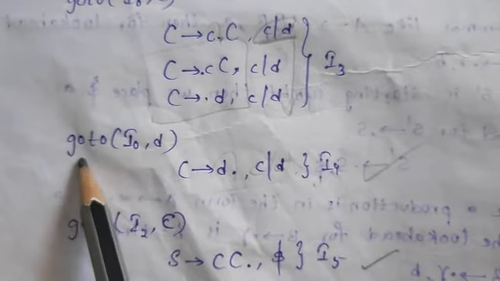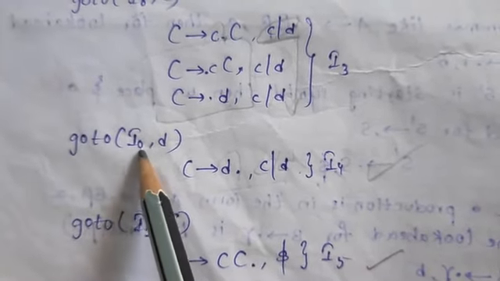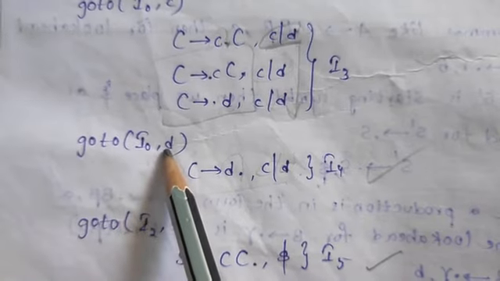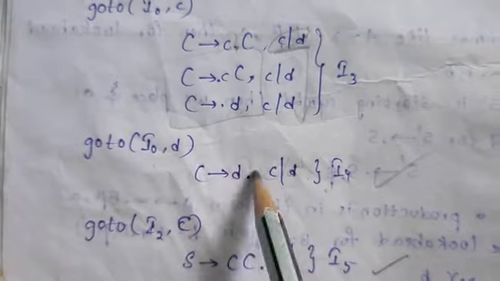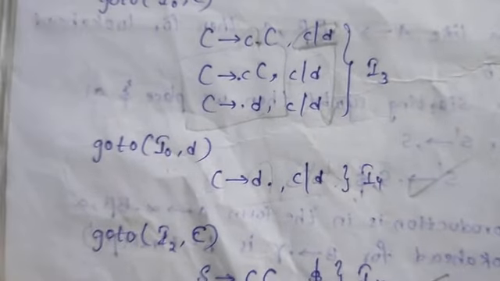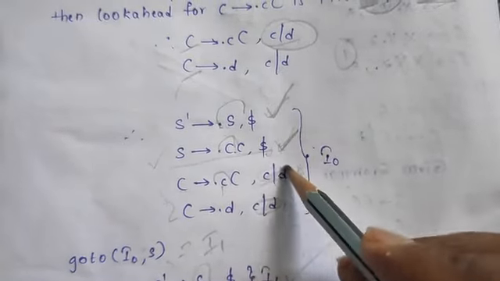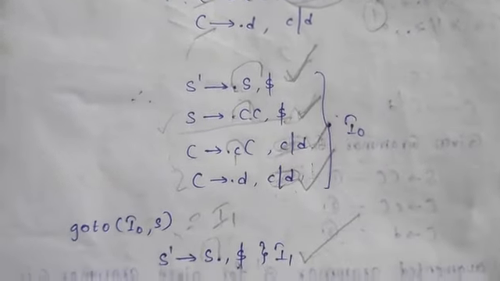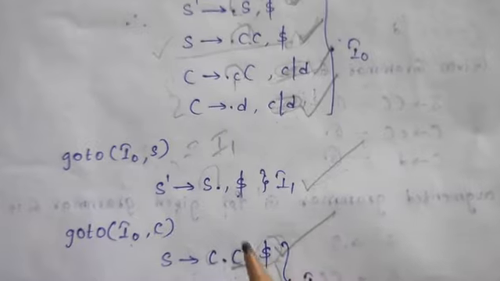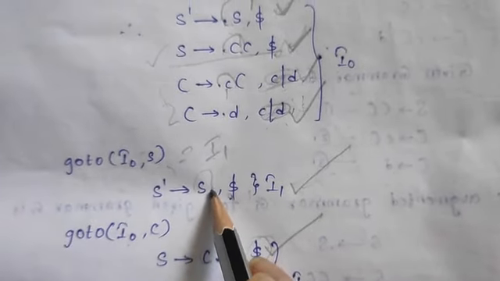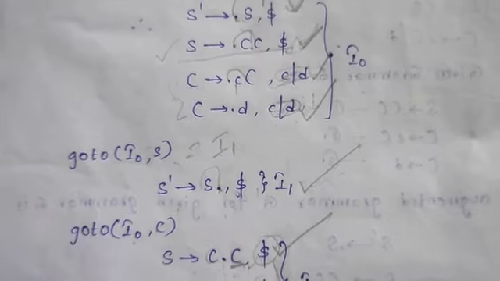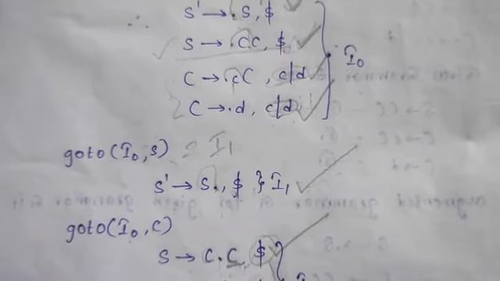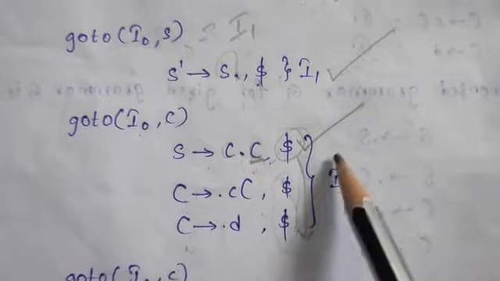Here, go to in I0 the dot is moving by small d. For that reason it should be indicated as I4. So in I0 all productions will be completed. Then it will go for I1. In I1 the dot is already at the end of the production, so there is no need to do the process for this one. Again it will go for I2.